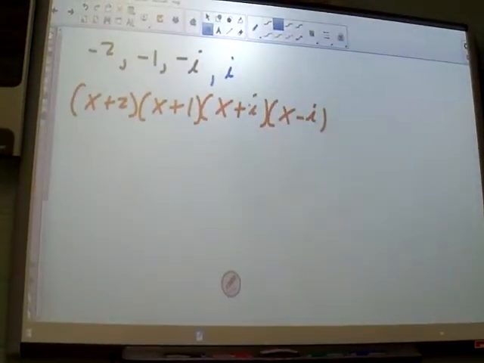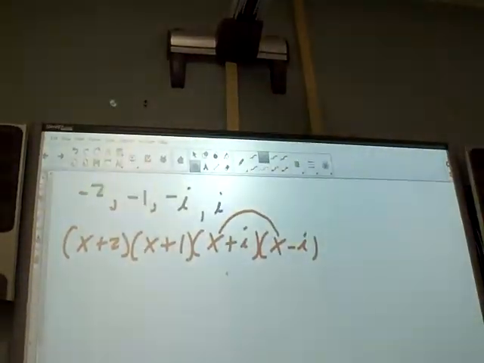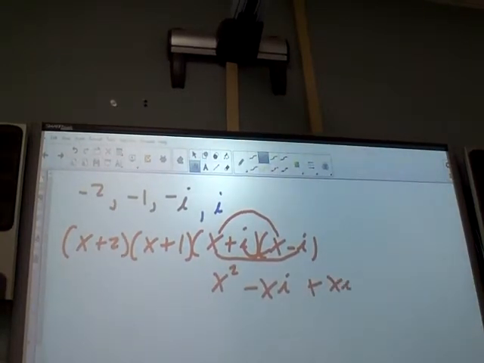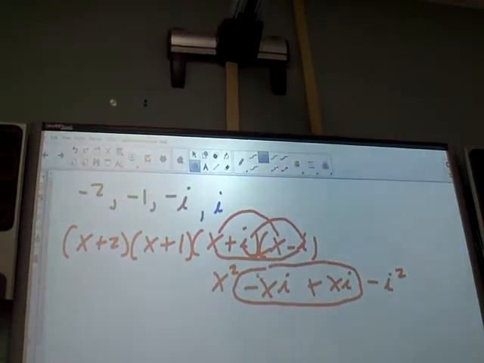So I'm multiplying these two here. My x times x gets me an x squared. My x and a -i gets me a -xi. My x and an i, both of them are positive, gets me a positive xi. And then my i times -i, positive times negative is a negative, and i times i is i squared. So what you see here, you got a negative and a positive, so that cancels, so that's good news. And then I got minus i squared.